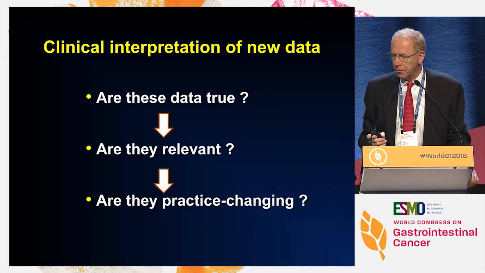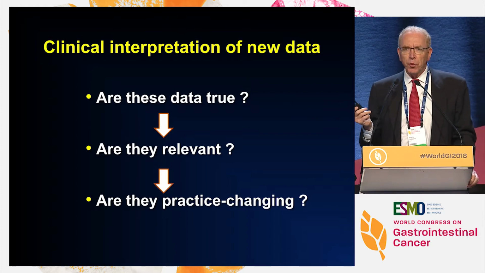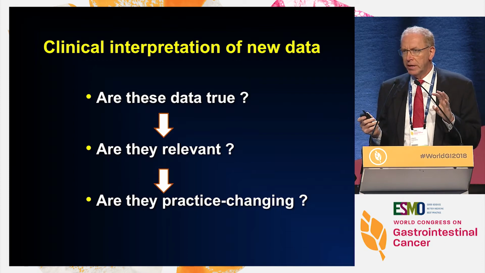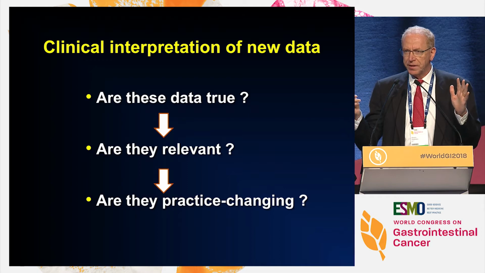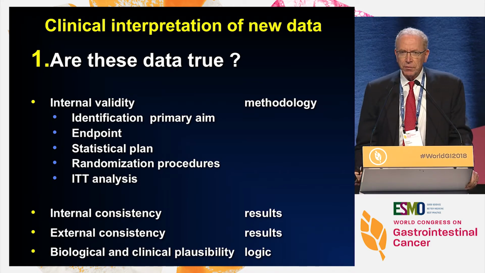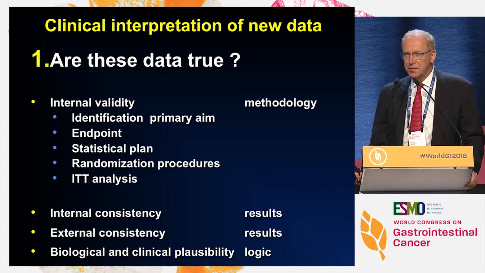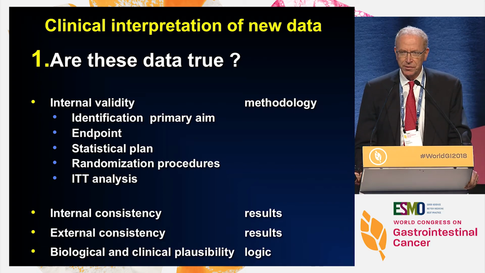Let's start from the first one. Are these data true? Well, there are 4 parameters that essentially need to be satisfied in order to answer, yes, I can trust these data. And these are the following. First, the internal validity of a study. Second, the internal consistency. Third, the external consistency. And fourth, the biological and clinical plausibility of these results.